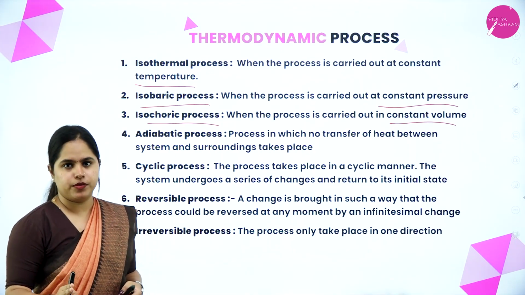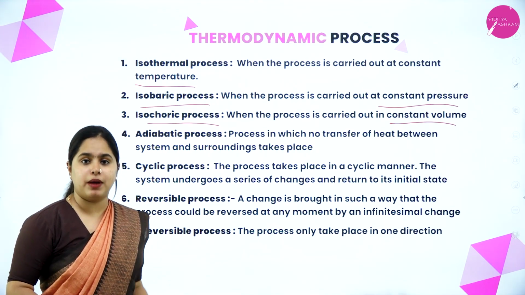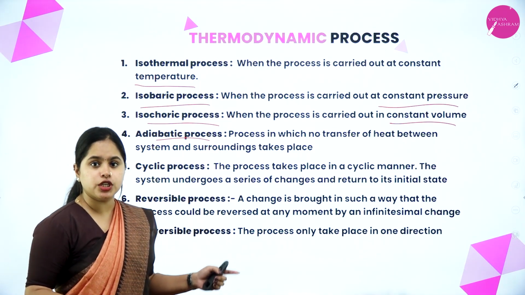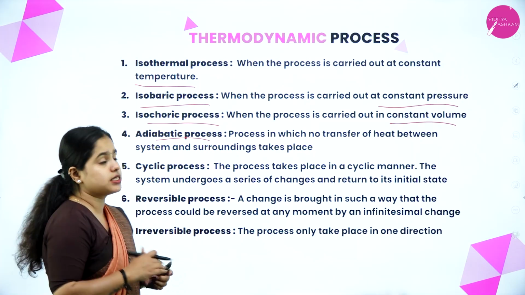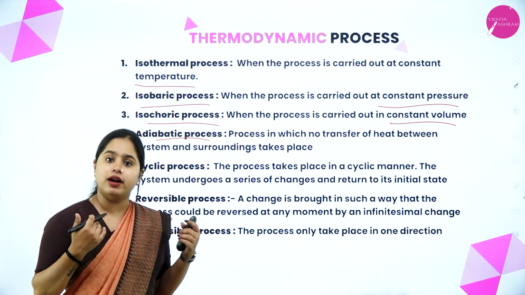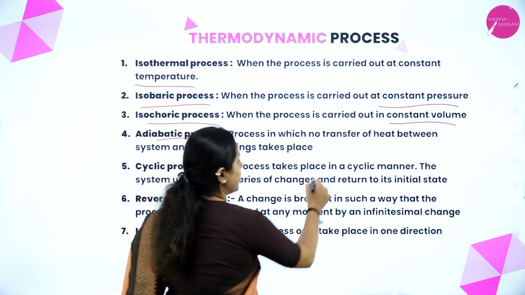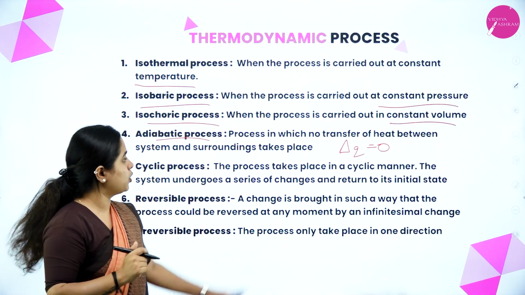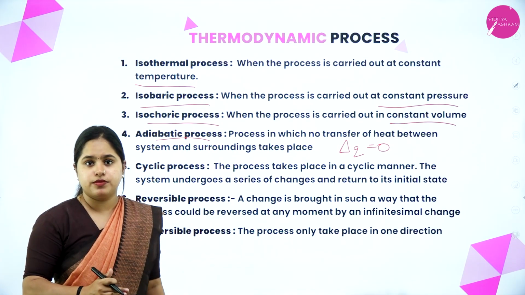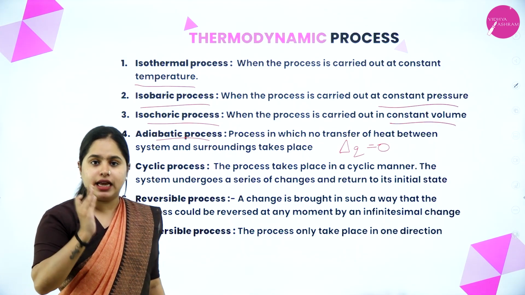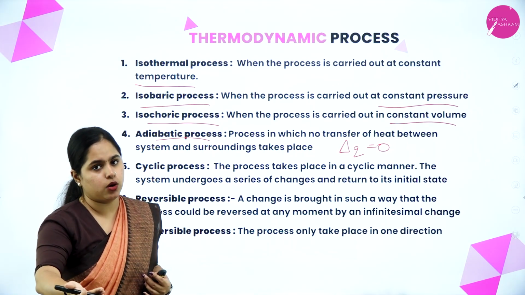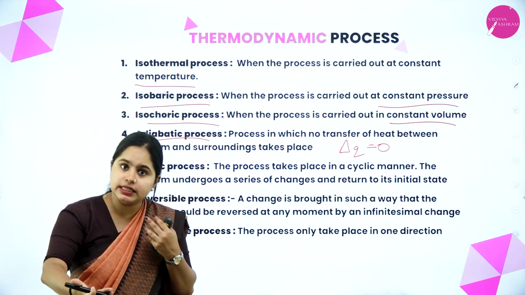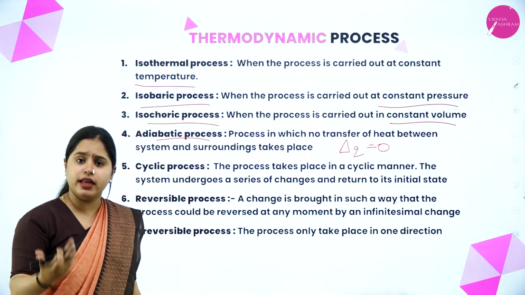Now moving on to the fourth one, the adiabatic process. This might be a new term. The process in which there is no transfer of heat between the system and surroundings is called an adiabatic process. In this case, delta Q will be equal to 0. There is no transfer of heat. Neither is heat going from the system to the surroundings, nor coming from the surroundings to the system. So there is no change in heat there. Such processes are called adiabatic processes.